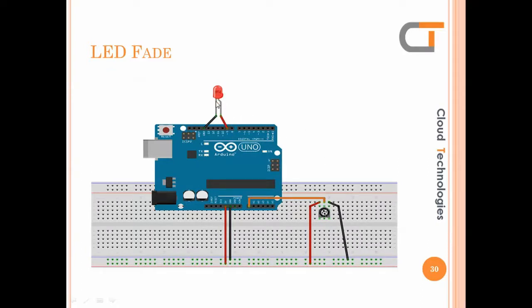Next, this is the connection of how we will make it. The LED has a negative and a positive terminal. The positive terminal is given to PWM pin 9, and the negative terminal is connected to the ground. Here the potentiometer has 3 pins. The middle one is given to analog pin A0, and of the other 2 pins, one is given to 5 volts and the next one is given to the ground. Like this we can connect the LED and the potentiometer.